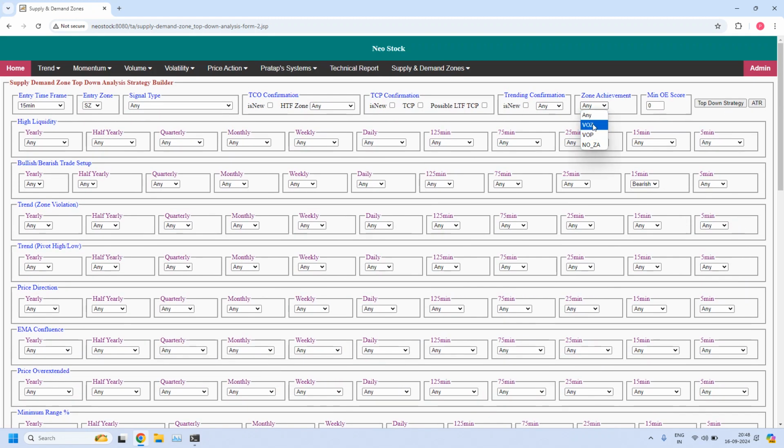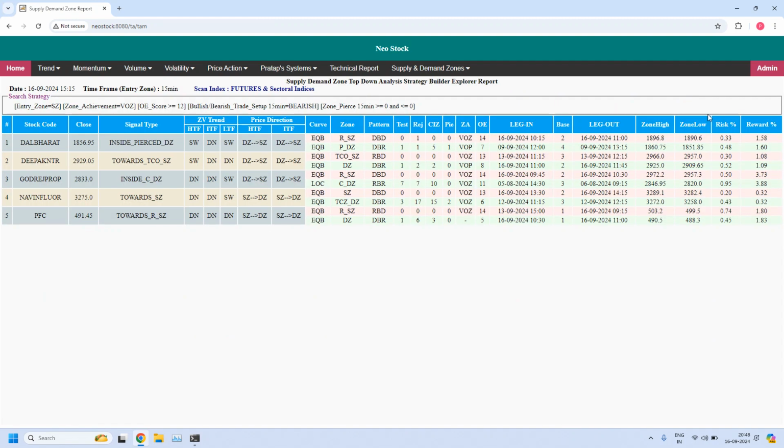Zone achievement is violated opposing zone, minimum order enhancer score should be 12, and all the 3 filters are applied to the 15-minute supply zone. Let's verify. We got 5 stocks. All these 5 stocks are currently supporting bearish trade setup for daily income trade, that is entry time frame 15 minutes.